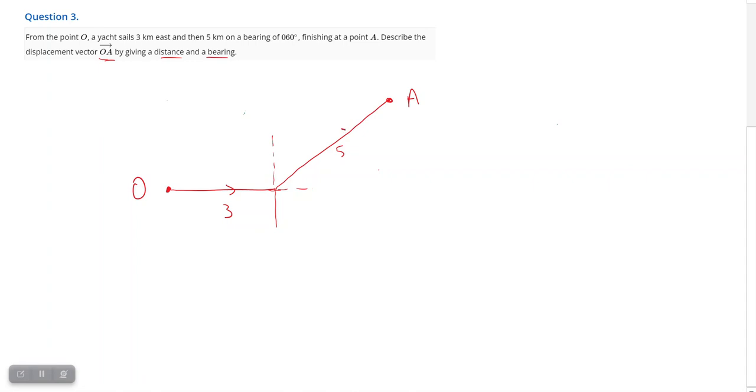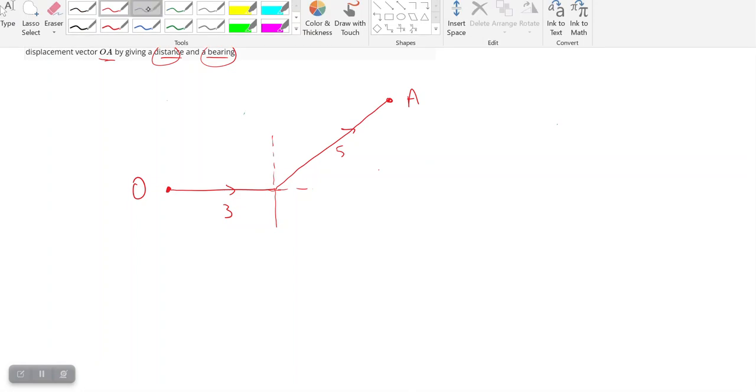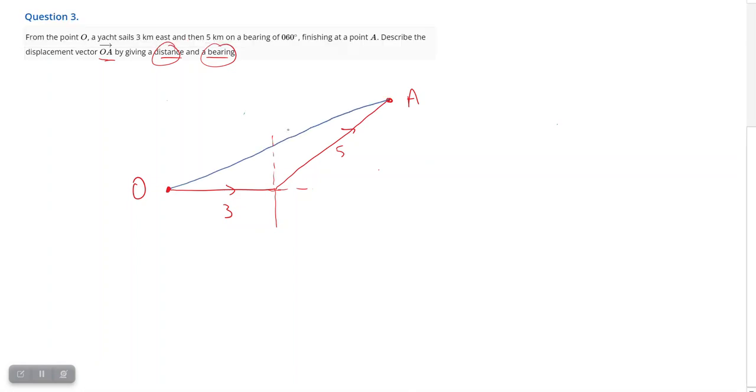So the question asks you to describe the displacement, giving the distance and the bearing of OA. OA is the resultant, over here. Now, two things: I want to find the distance and its bearing. The distance is just the length of x, which is OA. I have enough information to work that out, but I'm missing an angle, because essentially it's a cosine rule question. I need to find out what this angle is.